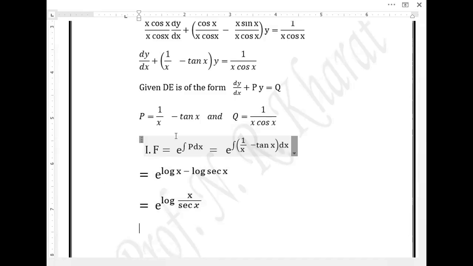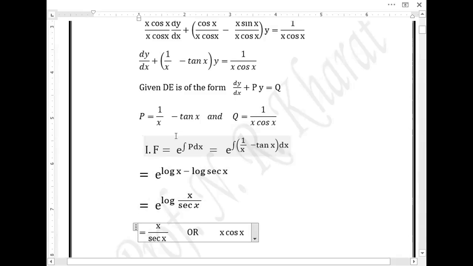Then we know that log is the index of the exponential function, so e whose power is log x becomes x. So we got the integrating factor of such a differential equation as x divided by sec x. It may be converted, because 1 upon sec x is nothing but cos x. So we get x cos x as my integrating factor.